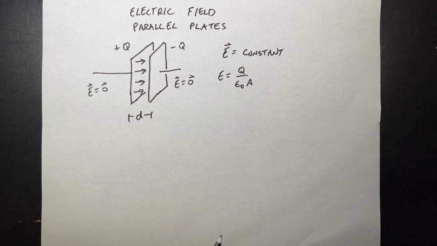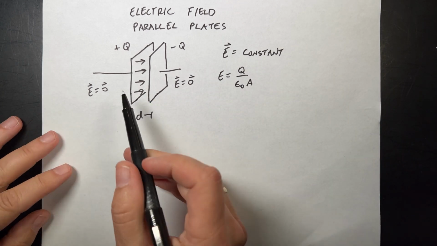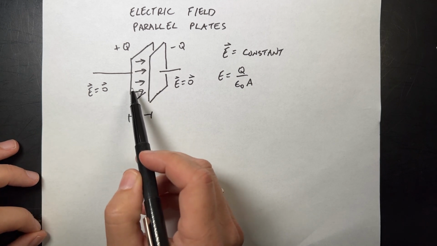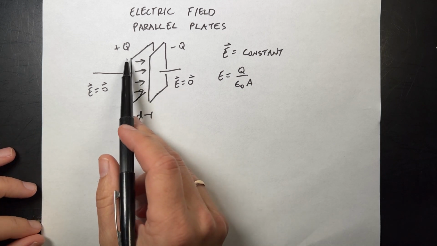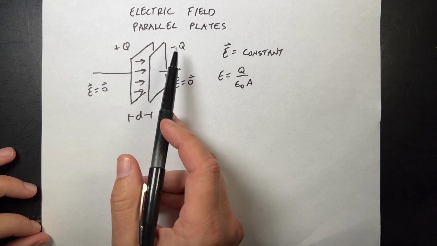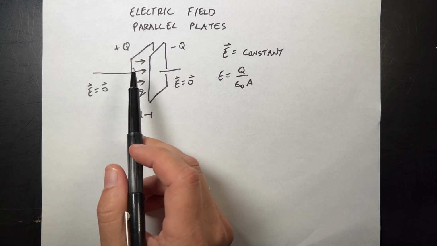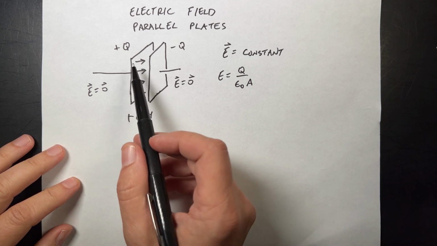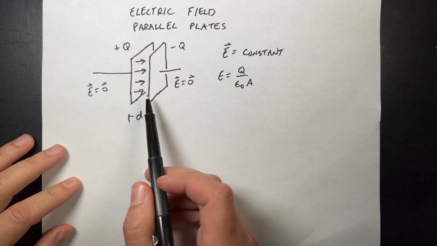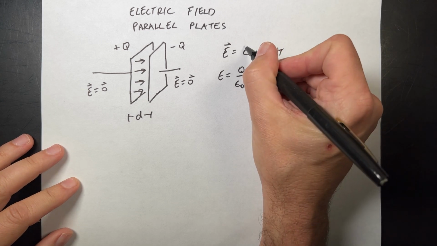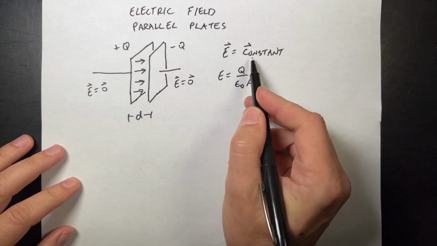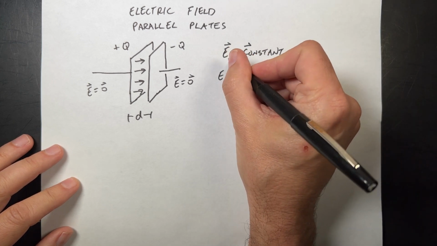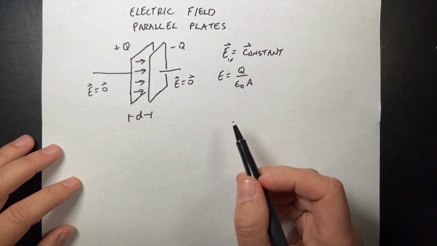But we do need a parallel plate capacitor, right? So we need to know that if you have two plates that are parallel, and one plate has a charge plus Q and the other has a charge minus Q, then there's three important things about this. Number one, the electric field inside the plate is constant. Actually, it should be a constant vector. I can't have a vector equal to a scalar, right? So vector, vector. E inside is a constant.